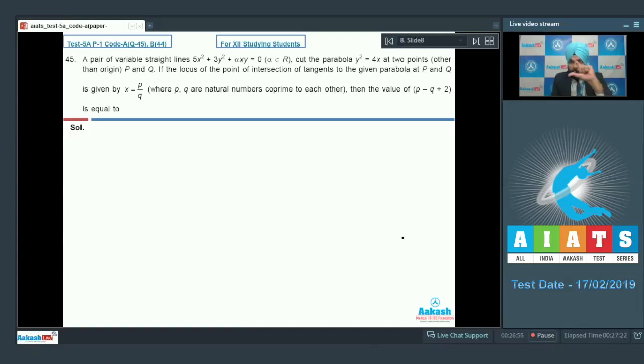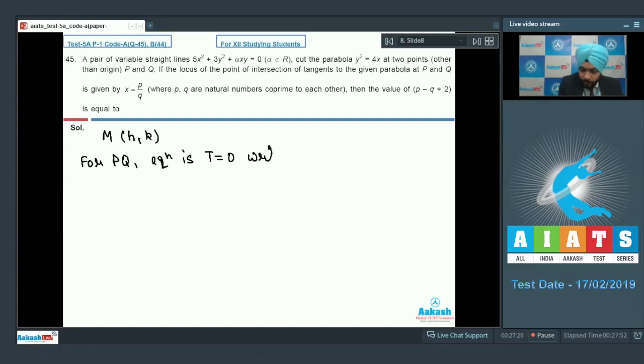Students, the locus of the points of intersection of tangents to the parabola at P and Q, let us say the point is point M and the coordinates of point M we assume as h comma k. Now PQ will be the chord of contact with respect to point M for this particular parabola. So for PQ, we can use equation T is equal to 0 with respect to point M.